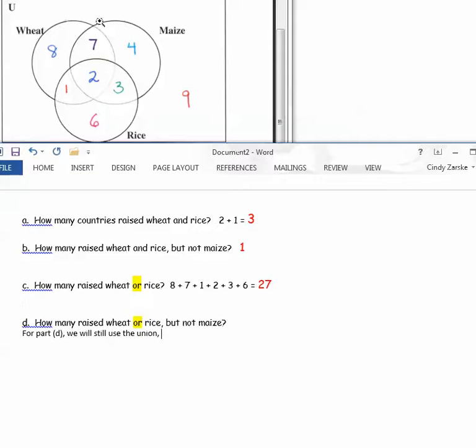For part D, we will still use the union, but we stay out of the maize circle and only add the 3 numbers in the outer part of the union. 8 plus 1 plus 6 equals 15.